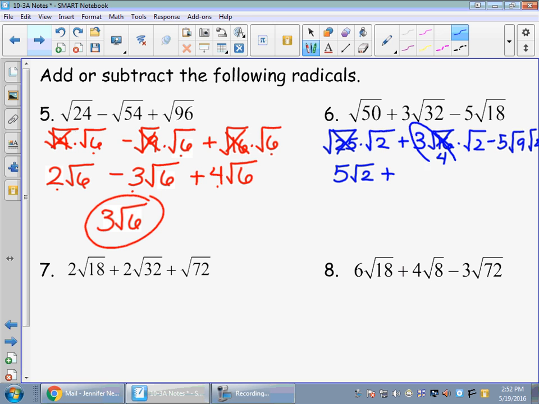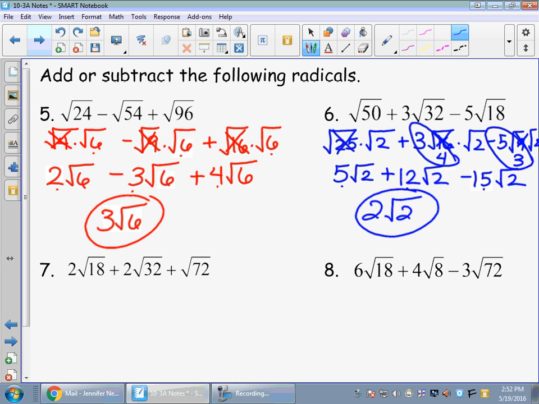I like to circle them. 3 times 4 is 12, so I have 12 root 2. And then square root of 9 becomes a 3. The negative 5 and 3 makes negative 15 root 2s. So remember, every time a perfect comes out, it's a whole number. And then if there was a number already in front of that whole number, they get multiplied together. So 5 root 2s plus 12 root 2s makes 17. 17 minus 15 makes 2 square root of 2s. And that's your final answer.